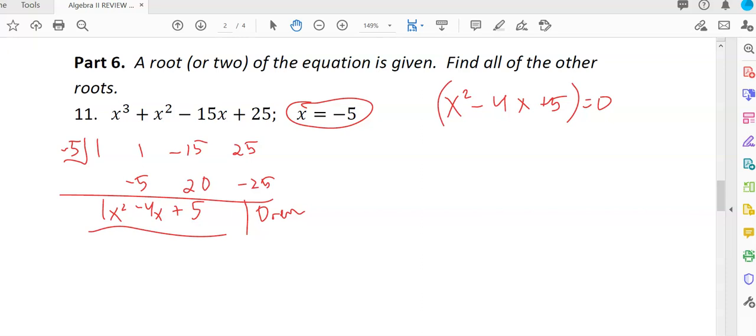Factors of 5 that add up to negative 4. Oof. They both have to be negative. That would add up to negative 6. I don't think it factors. So we're going to have to just use the quadratic formula.